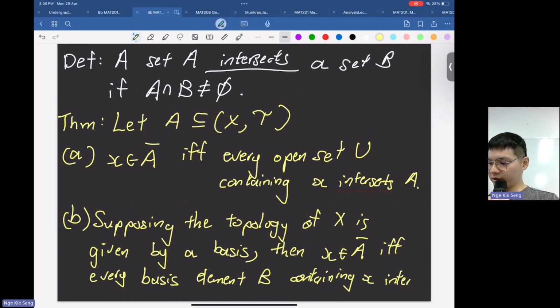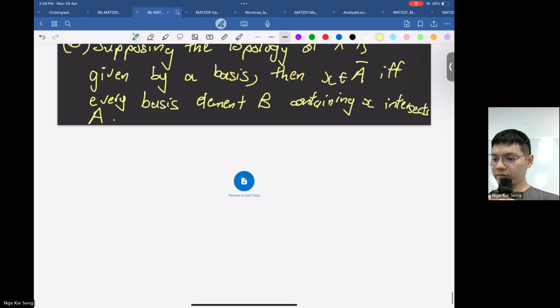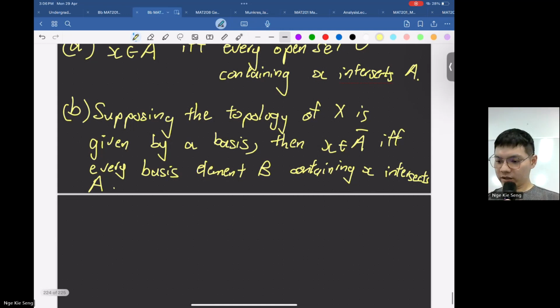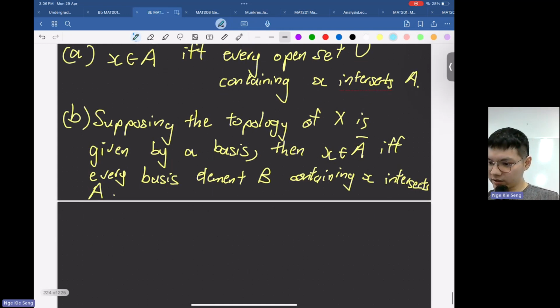We can try and prove this because it's quite interesting. Remember that last time, how we proved this? We used open balls to prove it. But here, no open balls, just open sets. So how are we going to prove this? Let's prove the first one first.